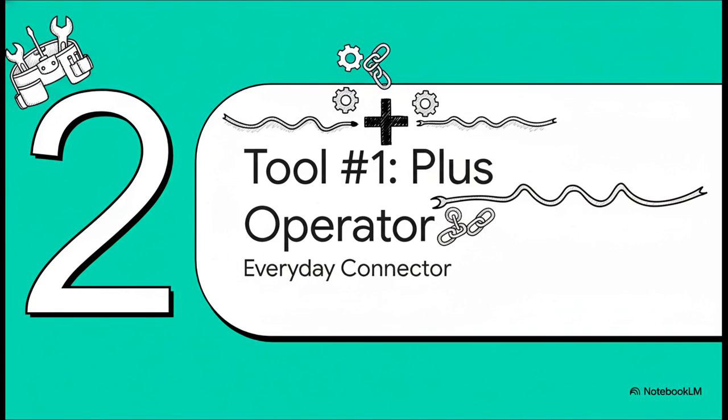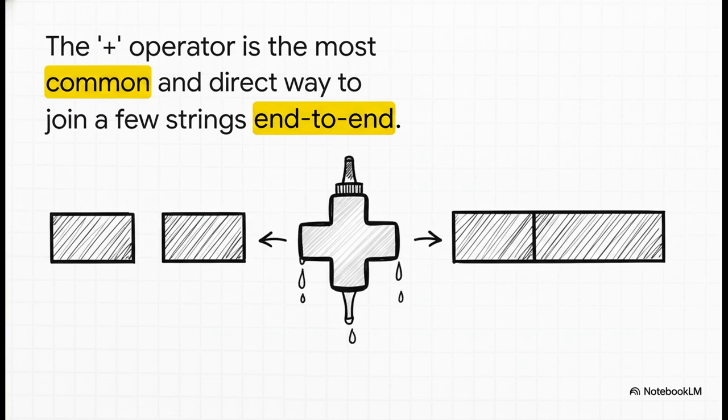All right, let's grab our first tool. This is the one you're probably going to use most often. It's the good old plus operator. Think of it as your everyday go-to connector. You know, the plus symbol isn't just for adding numbers. In the world of strings, it's the most straightforward way to join a few pieces of text together. It's clean, it's intuitive, and it is absolutely perfect for those simple joining jobs.